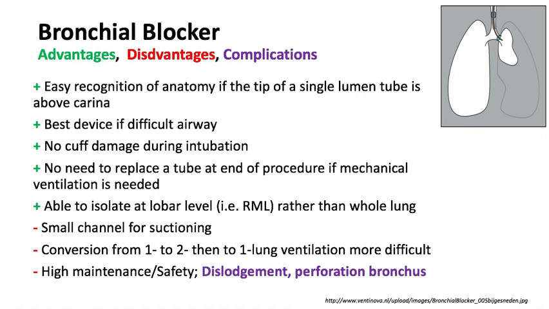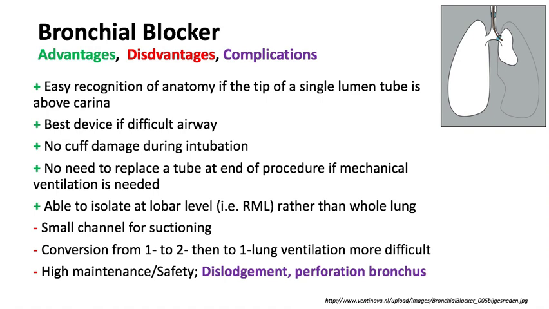Also, you're able to isolate at a lobar level rather than just at the mainstem level. For example, if you want to put that bronchial blocker all the way out the right mainstem and down the right middle lobe, you could selectively isolate just the middle lobe of the lung. In someone with really bad lungs who you're working on the right middle lobe, you could potentially have better oxygenation rather than blocking off the whole right lung, just the part of the lung that you're operating on.